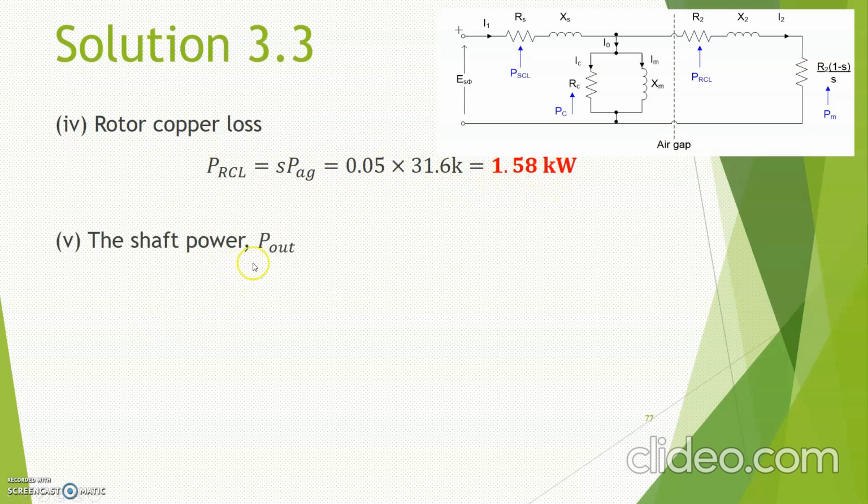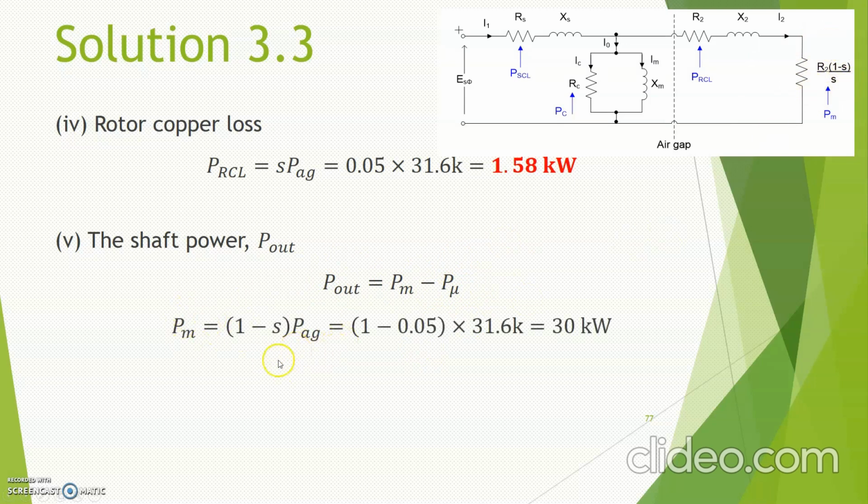Okay, for the shaft power, which is actually your P out, you refer to the power flow diagram. You get P out is equal to PM minus your P mu. PM you can calculate based on the heat dissipation at this, or you can also use the formula PM is equal to 1 minus S multiplied by P air gap. So this is the value of PM, the 30 kilowatt. And then just substitute this value into here. P mu is given by 400. PM is given by 30K. So finally you get the shaft power, which is your output power, is equal to 29.6 kilowatt.